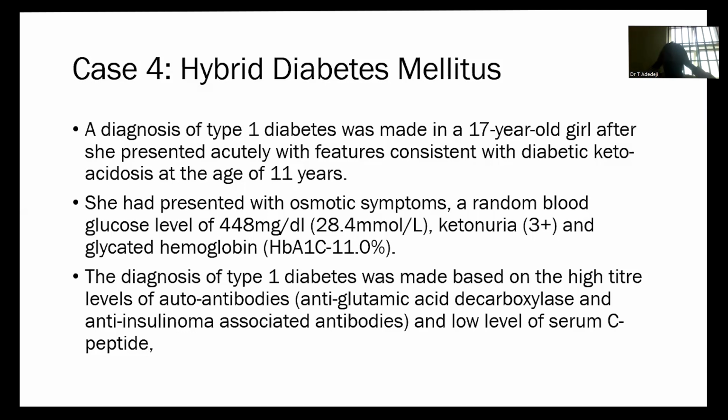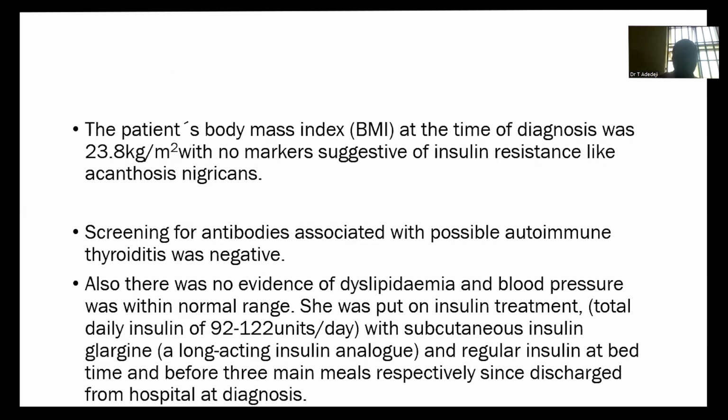Again, we see the antibodies coming up here again. They are specific if they are found at particular cut-off levels, like anti-glutamic acid decarboxylase antibody and other antibodies, and a low level of C-peptide was found in this particular patient. The patient's body mass index at the time of initial diagnosis was 28.3, with no marker suggestive of insulin resistance like acanthosis nigricans. Screening for antibodies suspected with possible autoimmune thyroiditis were also negative.